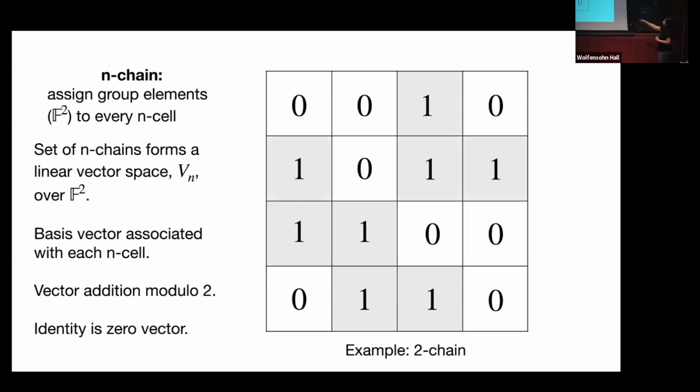These n cells, 0, 1, and 2, define what are called n chains. So what's an n chain? An n chain just means go in and assign a group element to every n cell. Here I'm drawing for you a 2 chain. 2 cells are plaquettes, so go in on every plaquette and assign a group element which is either 0 or 1. All such assignations form a vector space V2. So again, remember what we were doing earlier when we first started: we had bits and checks and code words, and all of those were forming vector spaces.